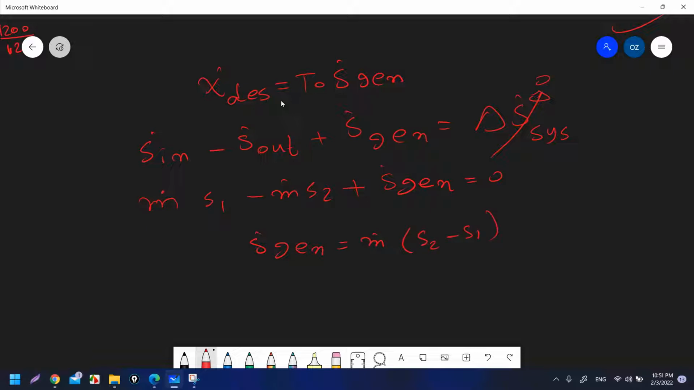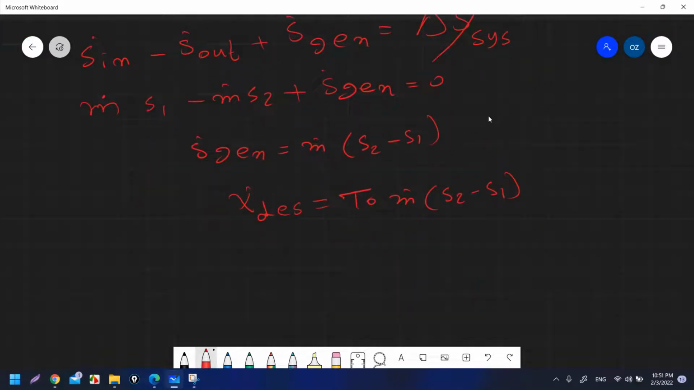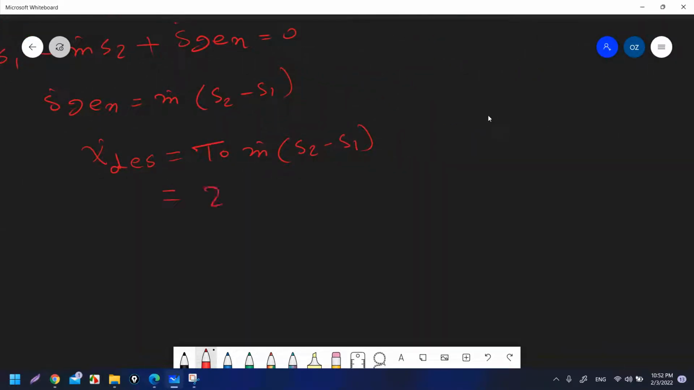Okay, I have m dot (S2 minus S1). I already got it. So let's find X destroyed. It will be T naught m dot (S2 minus S1). T naught should be in Kelvin, so it is 298 times 0.495. The S2 minus S1 is 0.02793, and this will give you 4.12 kilowatt. Okay, and this is for this question.